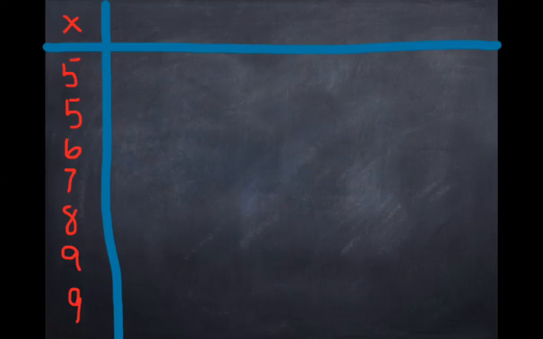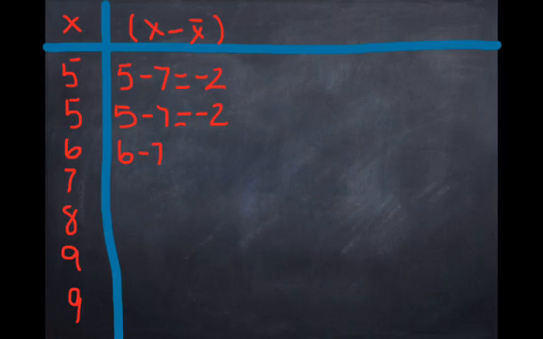What we're going to do in our second step is find the difference. You're going to take each value minus the mean and find that difference. And so you're going to have 5 minus 7 equals minus 2. 5 minus 7 equals minus 2. 6 minus 7 equals minus 1. 7 minus 7 equals 0. 8 minus 7 equals 1. 9 minus 7 equals 2.